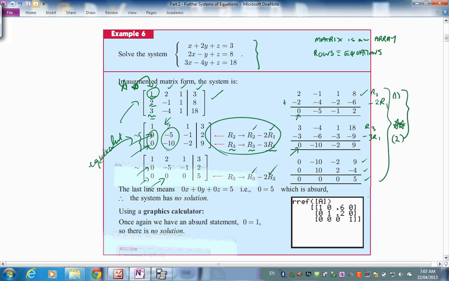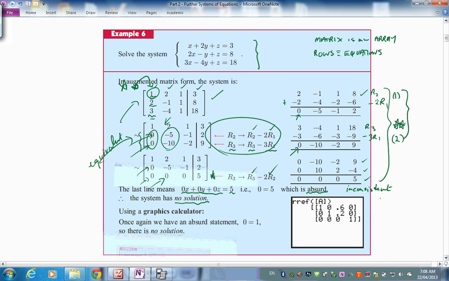The interesting thing here, of course, is this bottom row. As I mentioned back at the beginning of the presentation, what does that bottom row mean? Write it out. 0x plus 0y plus 0z equals 5. Which is impossible. They've said absurd, I prefer impossible, therefore the system has no solution. We often use the word here, it is inconsistent. In other words, it is not possible to have a consistent solution working for all 3 equations.